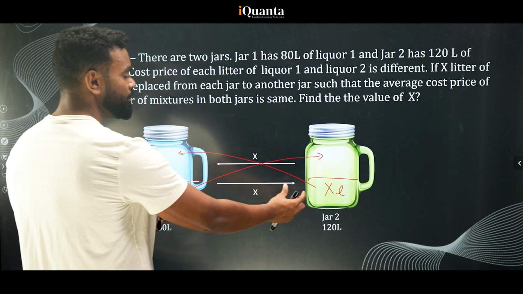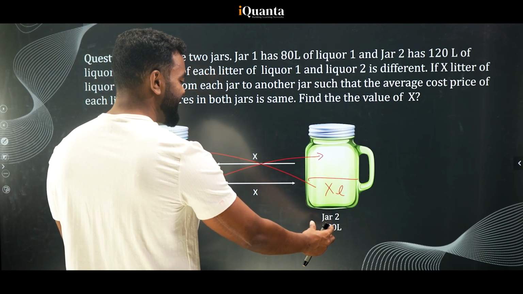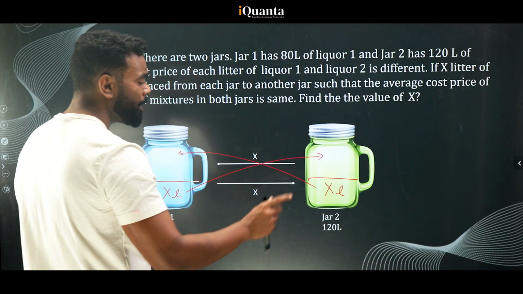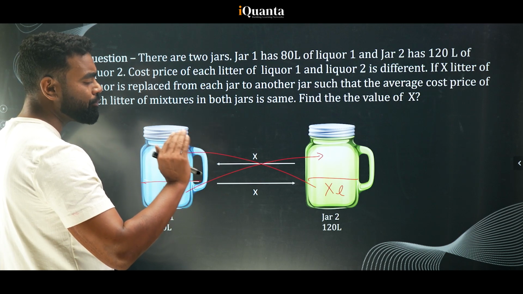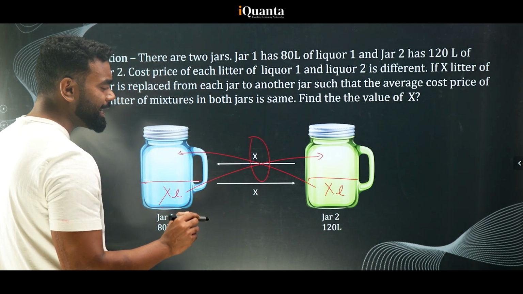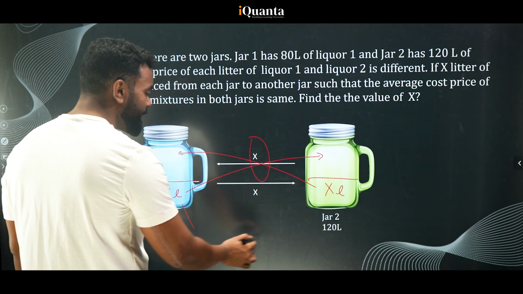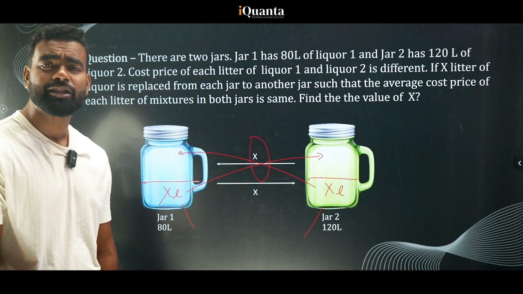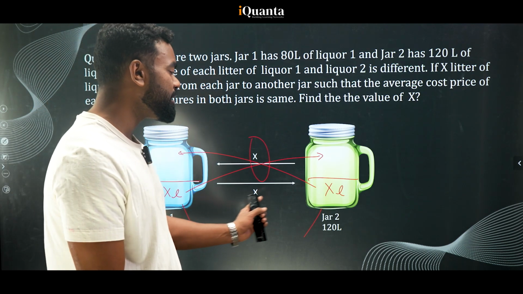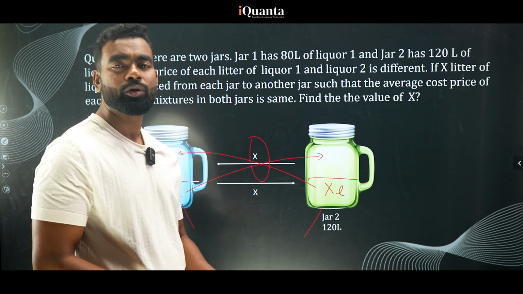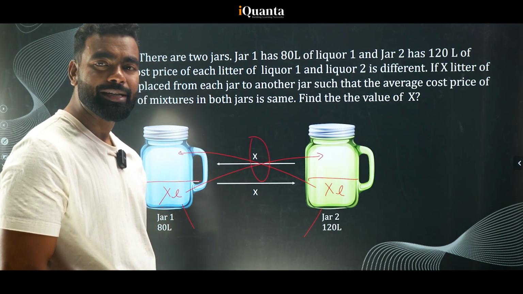So let's say I'm removing X liter from both cases and mixing this X liter in jar 1 and this X liter in jar 2. But remember one thing very importantly as well. The question is that the average price of these two jars has to be equal. What do you mean by average price? Average price per liter. Initially they have different price per liter. Now after mixing they should have the same price. So now the question is, what is the value of X?